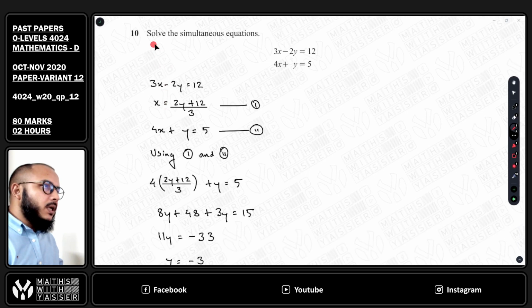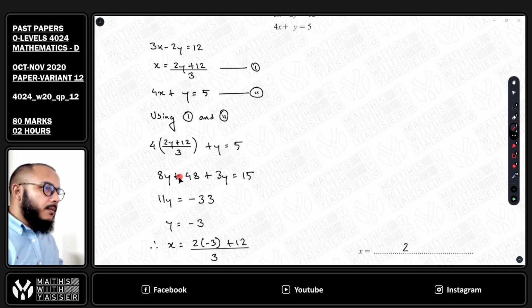Now, next question, question number 10. Solve the simultaneous equations 3x minus 2y equals 12 and 4x plus y equals 5. So 3x minus 2y equals 12 can be written as, if we make x the subject, 2y plus 12 over 3, and let us consider that to be equation 1. And equation 2 would be 4x plus y equals 5. Now if I substitute the value of x into the second equation, this will become 4 times (2y plus 12) over 3, plus y equals 5.